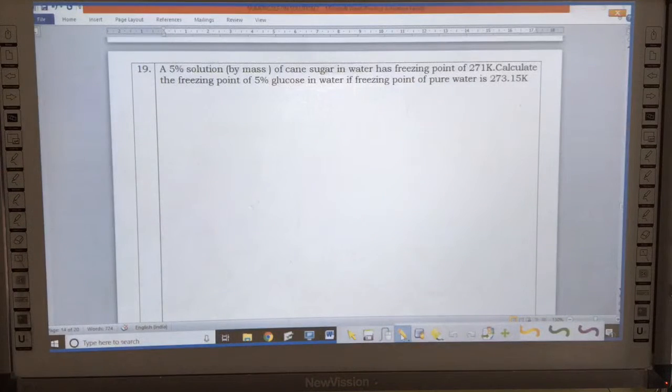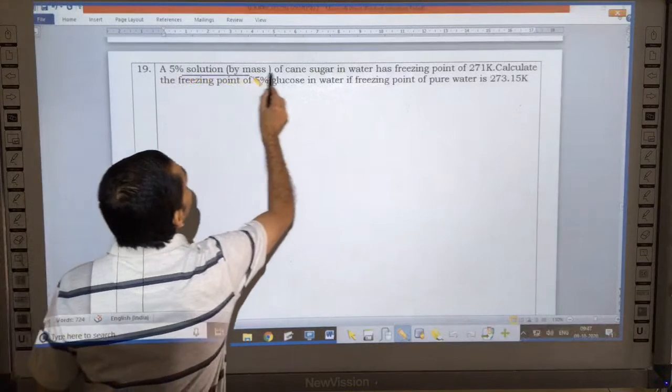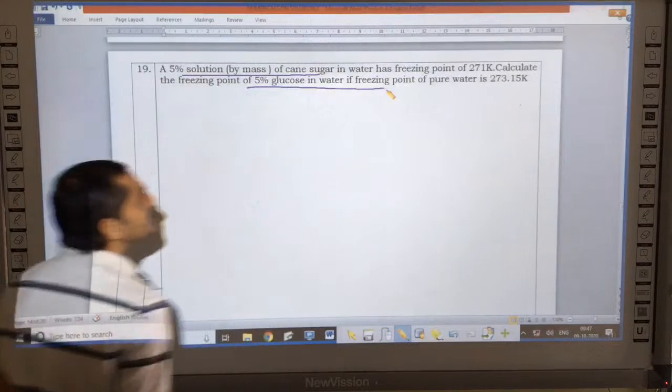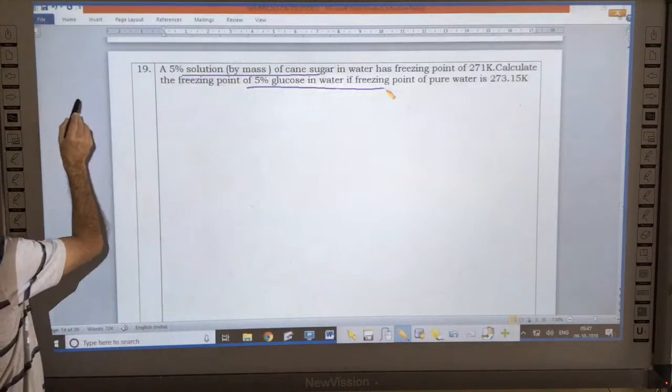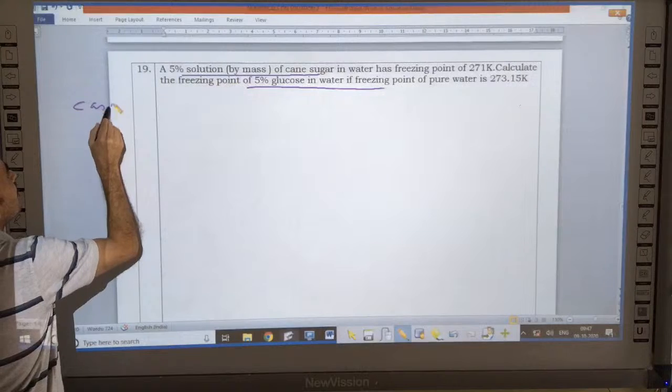A 5% solution by mass of cane sugar in water has a freezing point of 271. Calculate the freezing point of 5% glucose in water. The freezing point of pure water is given. There are two cases. One is this and another is this. Two cases. Let us frame the first case. Case 1. Solve one by one.